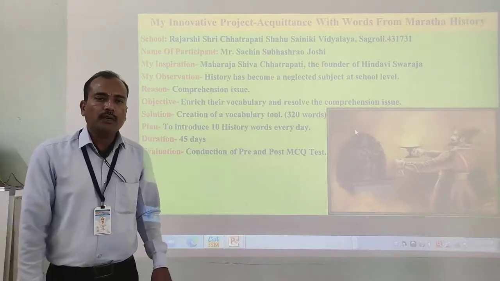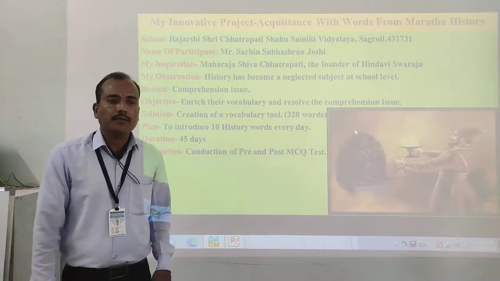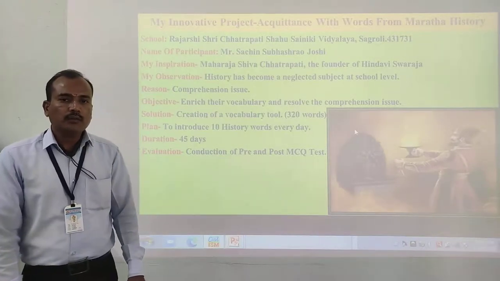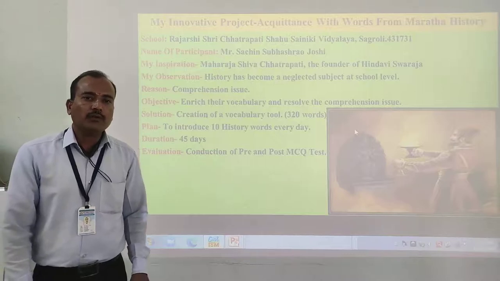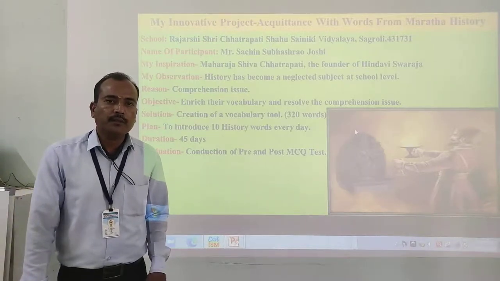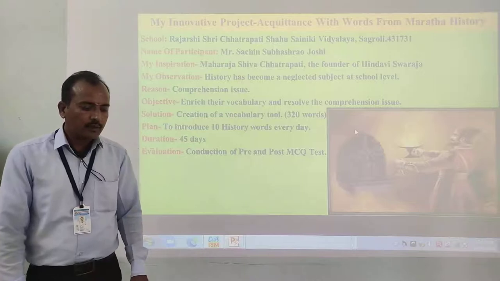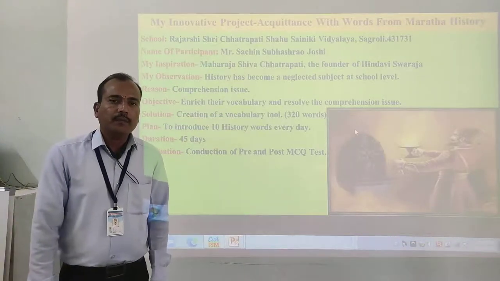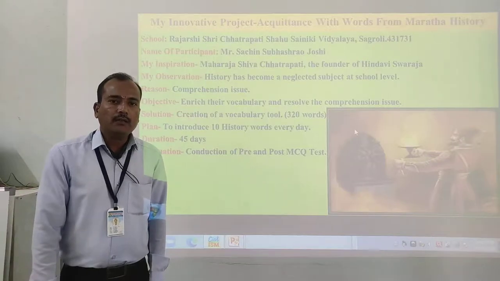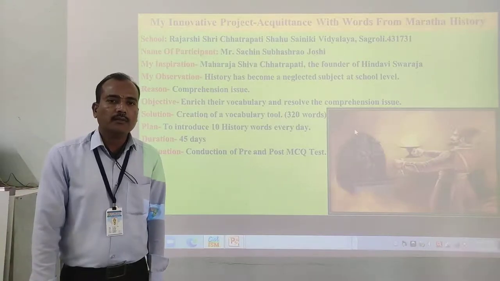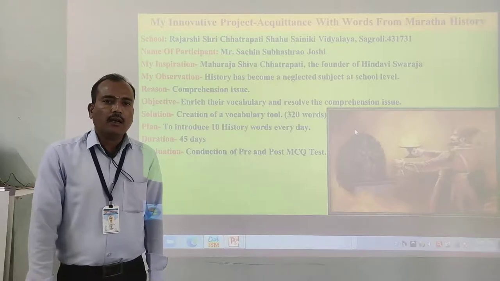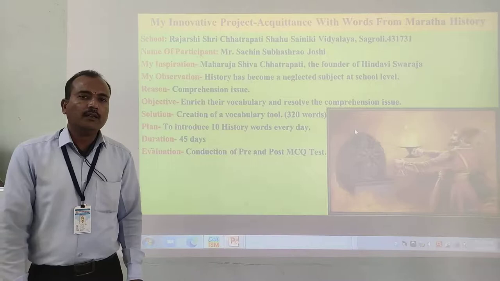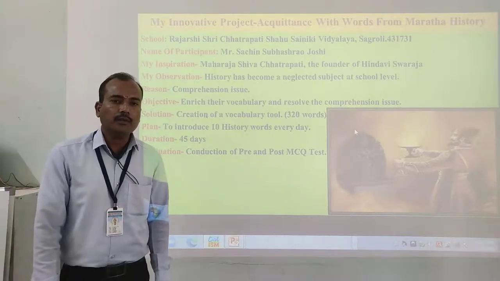The tool is made on one Excel worksheet. It has around 320 words. These words are taken from the textbooks of 4th standard and 7th standard history of Marathas. After the collection, the tool was made. Every day I taught 10 words to my students and around 1.5 months later, I covered the whole 320 words.